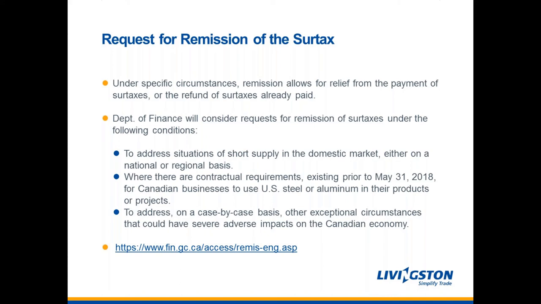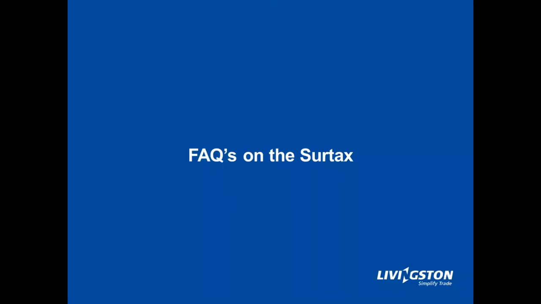As for how to apply and all the other conditions that go along with the request for remission, a customs broker or a trade lawyer can help you out, or you can essentially do it on your own as well. The link is right there at the bottom of that slide. It's a little tricky to find on the Department of Finance site, but if you click that link, it'll take you right to it and walk you through all the information you need to make the application. I'm sure they've been bombarded with applications, so it probably won't be anytime soon that they respond, but at least the avenue is there.